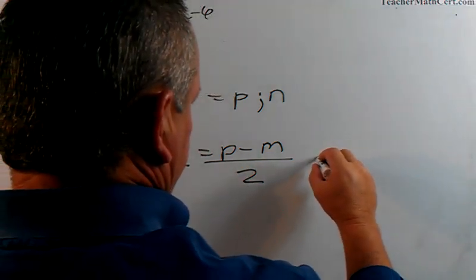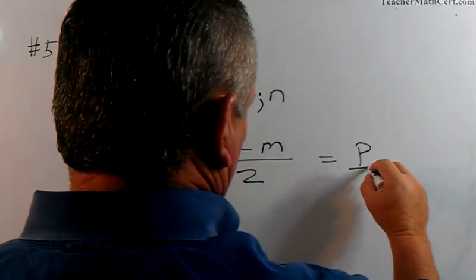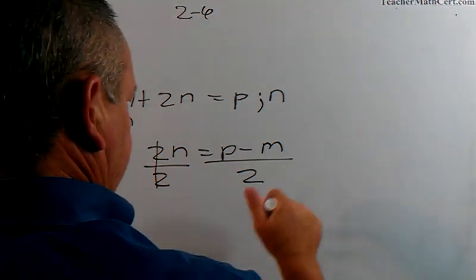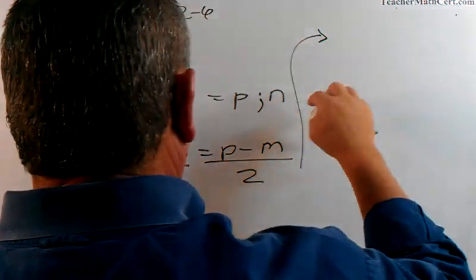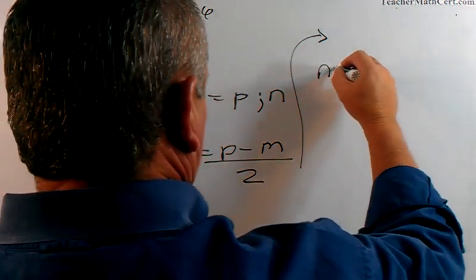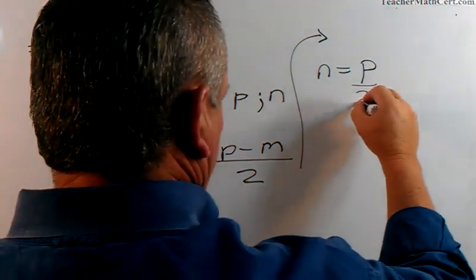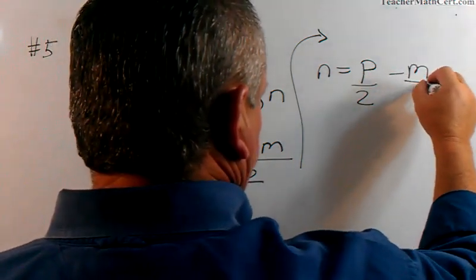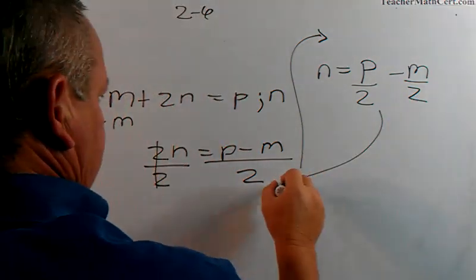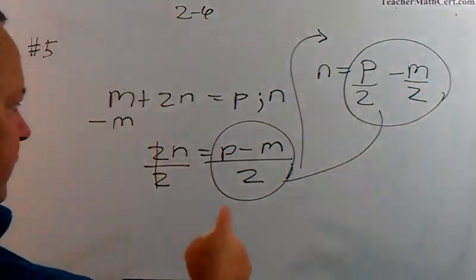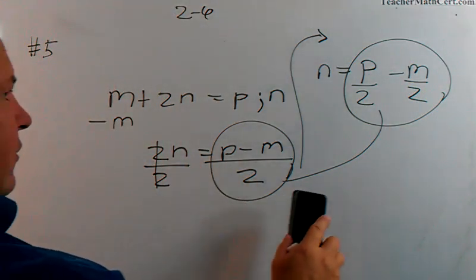This can also be written as p divided by, let's make this clear, I'll rewrite it up here. We've got n is equal to p. We can rewrite this as p over 2 and m over 2. Same difference as this, okay? This side right here is the same. We've just split out the 2 and put it under each variable.